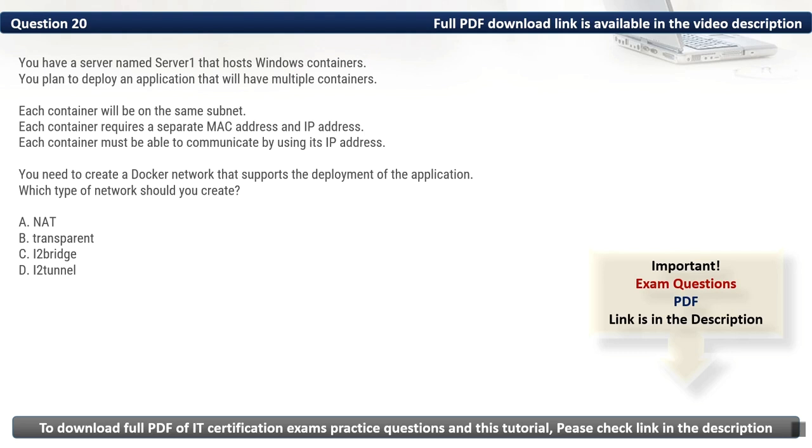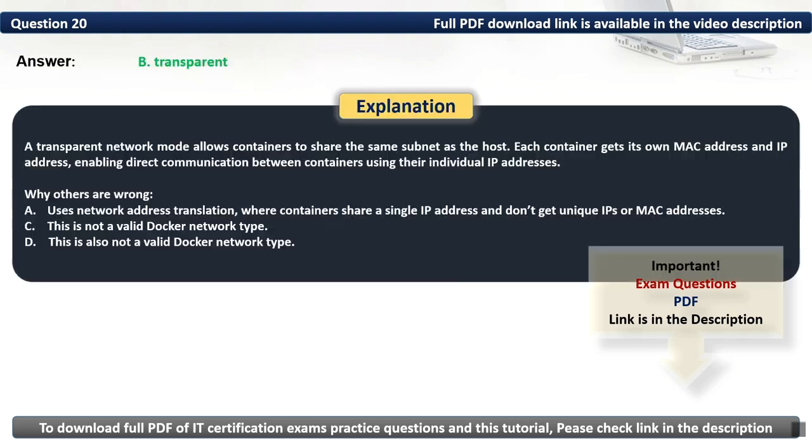Firstly, let's eliminate the incorrect options. We have A, NAT, uses network address translation where containers share a single IP address and don't get unique IPs or MAC addresses. Then we have C, L2 bridge. This is not a valid Docker network type. Then we have D, L2 tunnel. This is also not a valid Docker network type. As such, the type of network that we should create is transparent. Thus, the correct option is B.